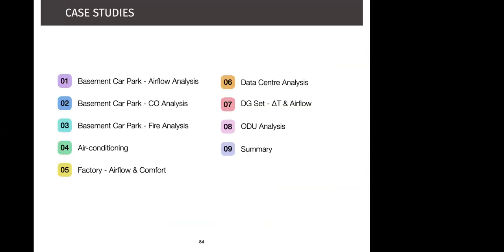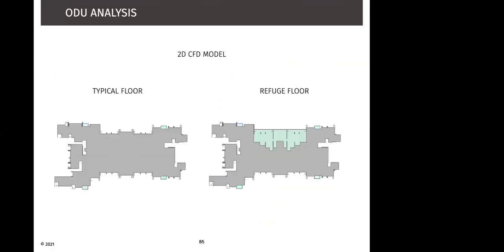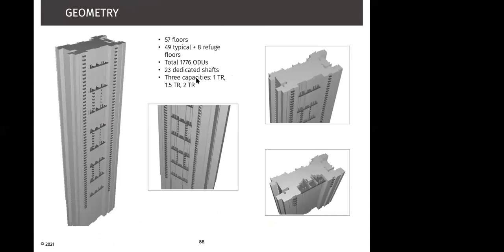The last case study that I'll quickly speak about is the analysis where we have ODUs stacked for a high rise, for every floor of a high rise, and we want to study how the thermal stack effect is being created and how it's affecting the ODUs on every floor. So what happens is if you stack the ODUs in a dedicated ODU shaft, without wind condition, the upward movement of hot air will create a stack effect, which would then have a sort of an upward movement of air within the shaft.